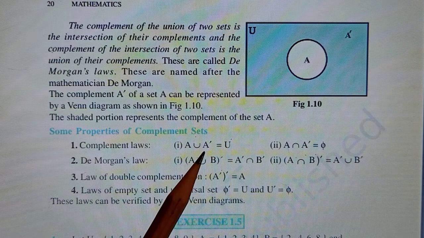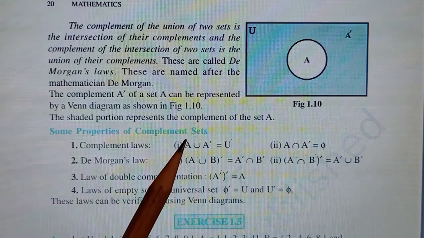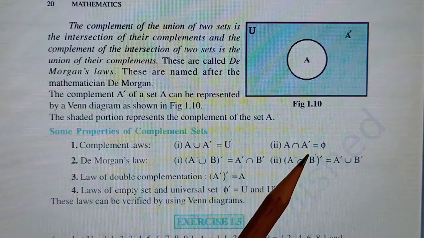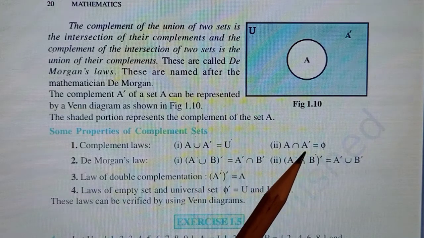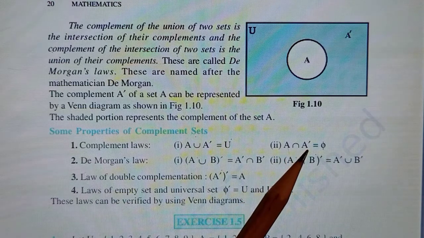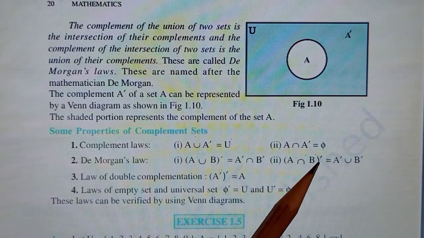Because A complement was defined as everything apart from A. So all elements other than A and the set A itself, if you combine, give you the whole universal set. Quite obvious. And A intersection A complement naturally is the null set, because the complement contains what is not in A. So what is in one is not in the other, and what is in the other is not in this one. Therefore the intersection is a null set, has nothing in common.